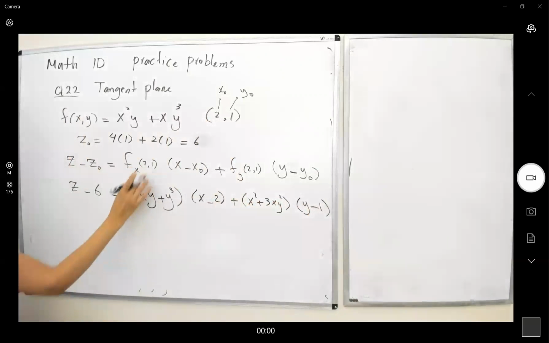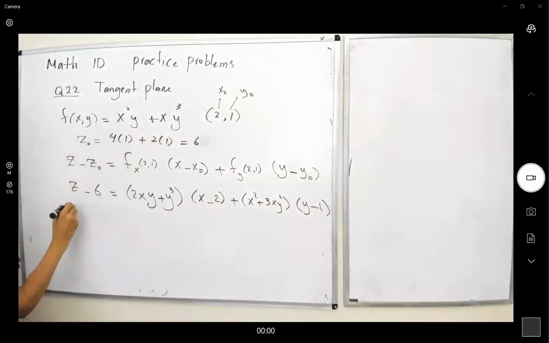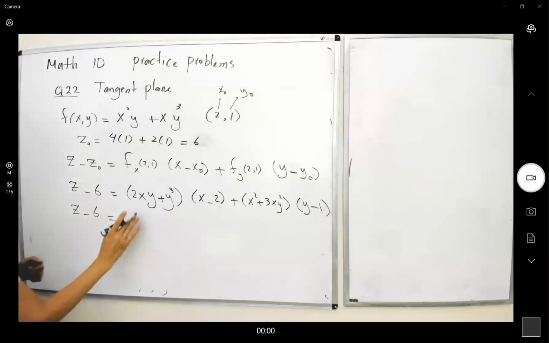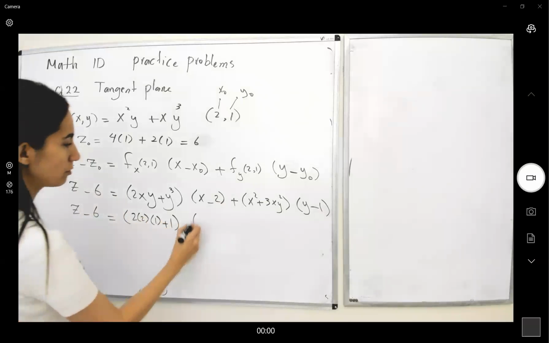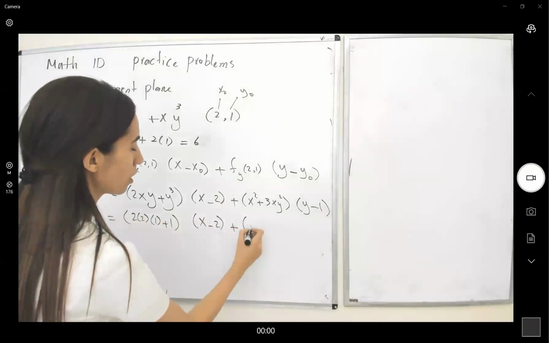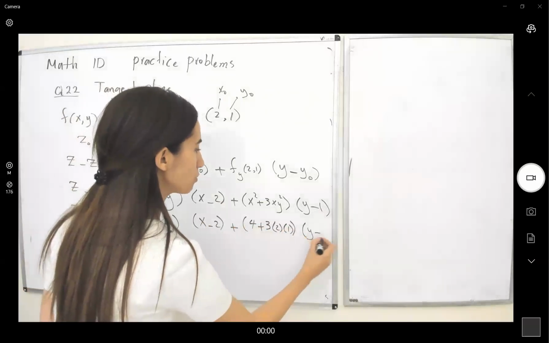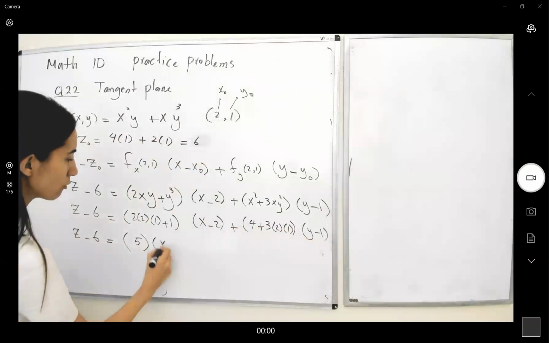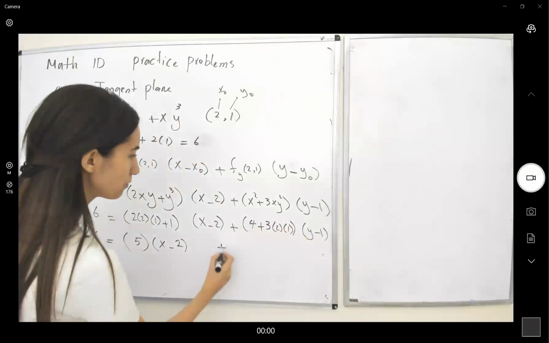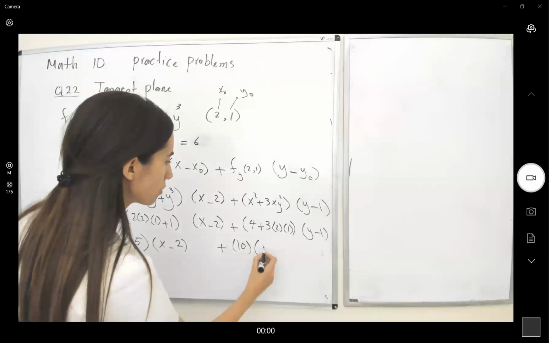Here we go. So let us evaluate the partial derivatives at 2 and 1, and then simplify our equation. So at 2, you have 2 times 2 times 1 plus 1, times x minus 2, plus 4 plus 3 times 2 times 1, times y minus 1. You get z minus 6 equals, here you have 4 plus 1, 5. So you have 5 in front of x minus 2 plus, here you have 6 plus 4, which is 10 times y minus 1.